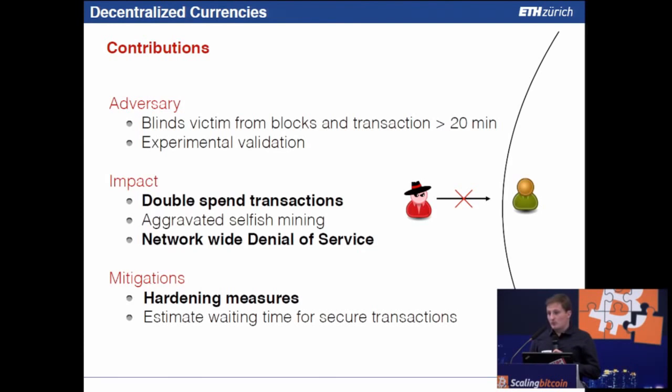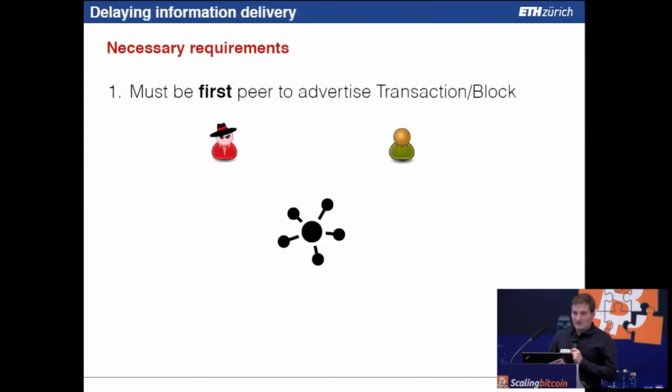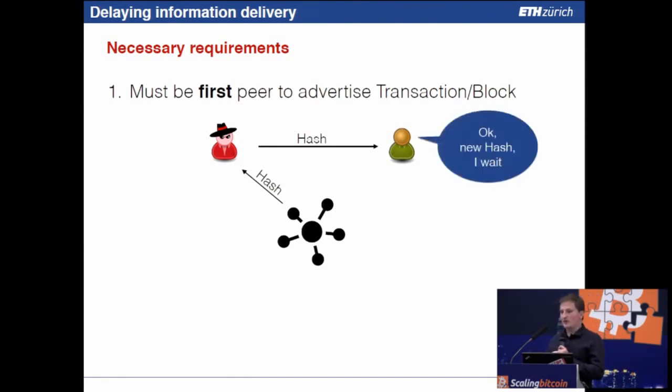And more importantly, we proposed a couple of countermeasures that harden the network in order to avoid these types of attacks, and in the paper you can also see an estimate of the waiting time for secure transactions. So the first requirement in order to perform this blinding technique is that the adversary is the first peer that advertises a transaction or block, because the first peer is the one that we request from. So once the network advertises a hash to the adversary, he should forward it as fast as possible to the victim, such that the victim says, okay, thank you, this is a new hash, I will wait for you to send me the actual transaction or block. So we have to be faster than the network.